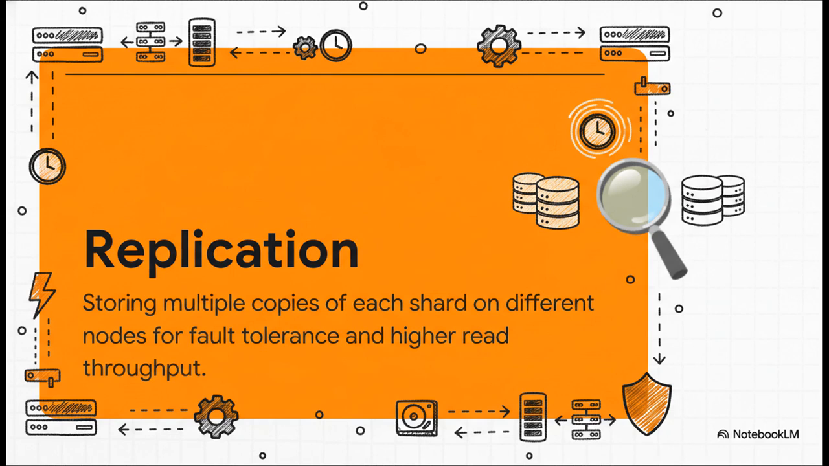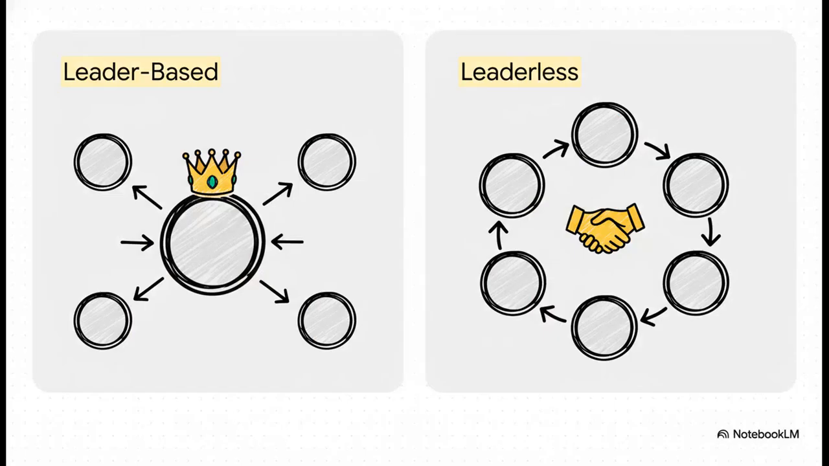But, just like with sharding, the devil is in the details. How you keep those copies in sync is another one of these huge architectural decisions with massive consequences. So, there are 2 main models here. You have leader-based replication, which systems like Qdrant use. Here, one leader copy is in charge of all the updates to keep everything in perfect order.